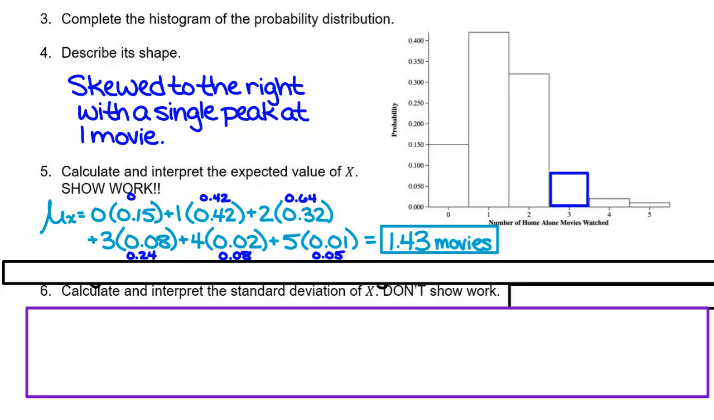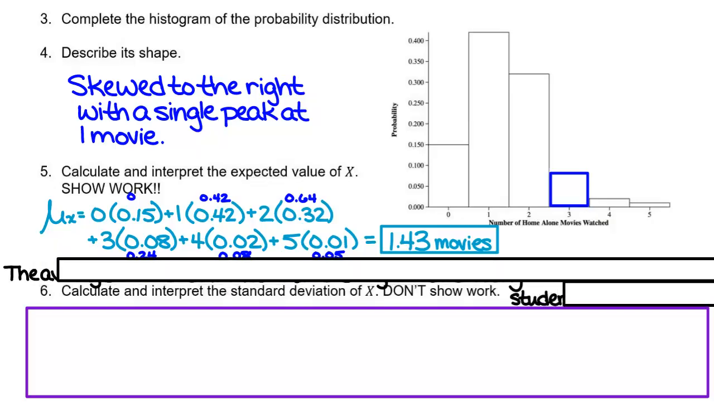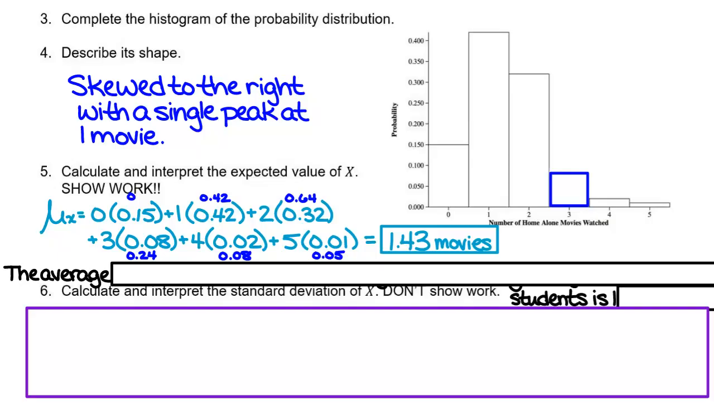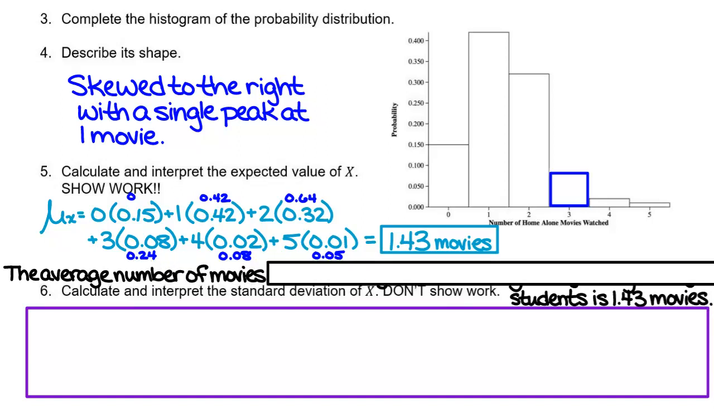And my interpretation of that, the mean is the same as the average. So my interpretation would start with the average. The average what? The average number of Home Alone movies watched. I didn't have enough room to fit the words Home Alone in there, so I just put movies. If I'd had a little bit more space, I would have done that. The average number of movies, close.